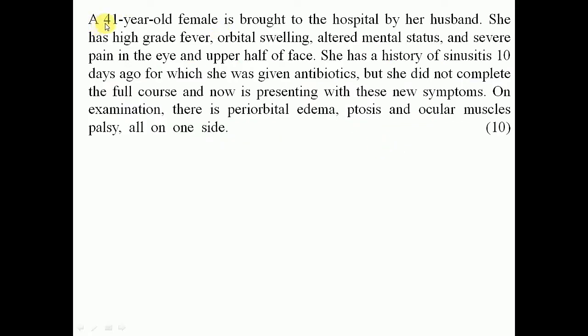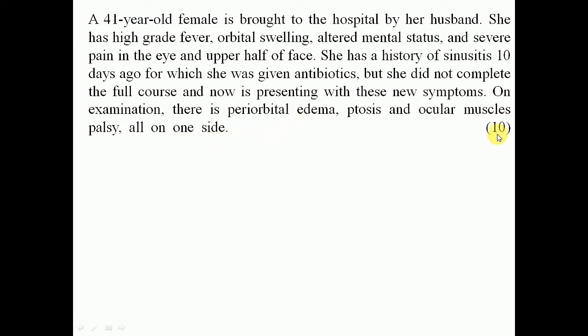The case is a 41-year-old female brought to the hospital by her husband. She has high-grade fever, orbital swelling, altered mental status, and severe pain in the eye and upper half of face. She has a history of sinusitis 10 days ago for which she was given antibiotics, but she did not complete the full course and is now presenting with these new symptoms. On examination, there is periorbital edema, ptosis, and ocular muscle palsy all on one side.